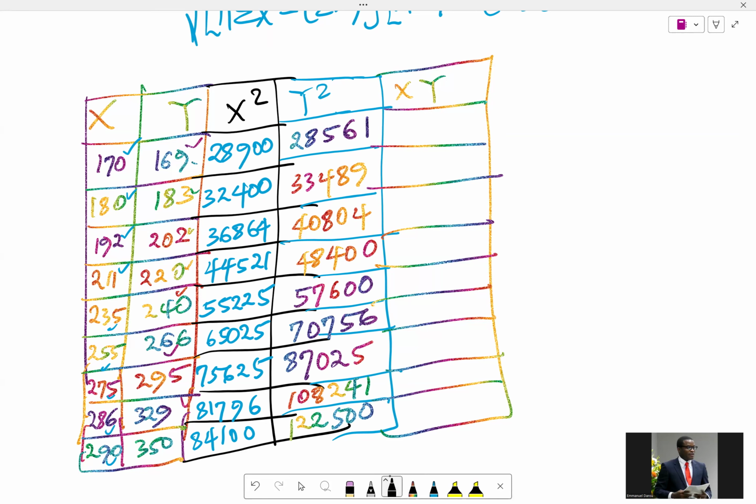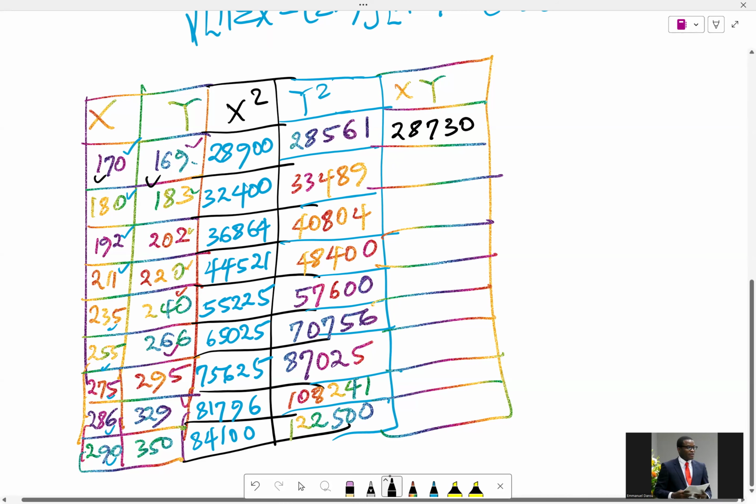Let's move to x, y. So we multiply x and y together. For the first one, we have 170 times 169, that's 28730. Then 180 times 183. That is 32940.